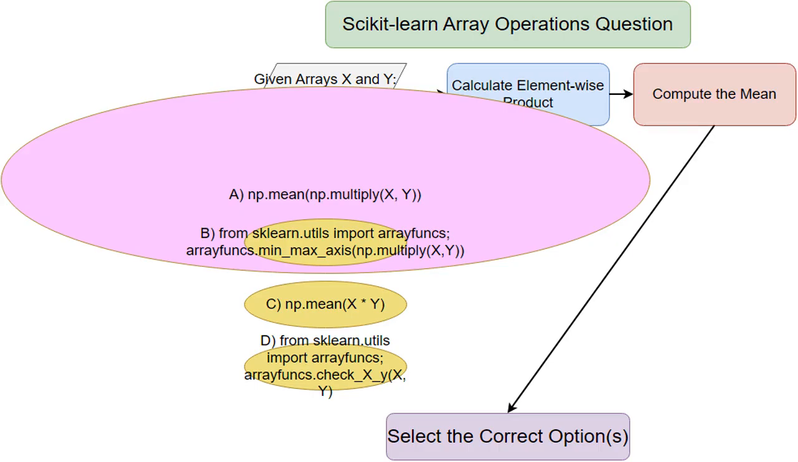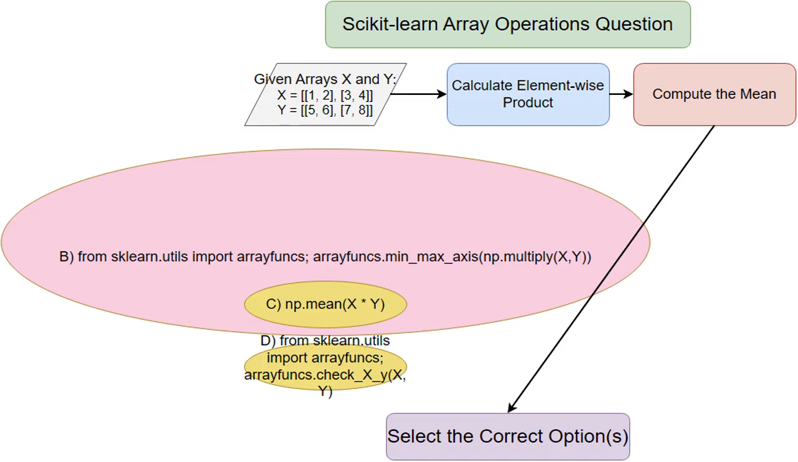This option uses NumPy functions. np.multiply performs element-wise multiplication of arrays x and y. np.mean then calculates the mean of the resultant array. This is a straightforward and correct way to solve the problem. Notice that it only uses NumPy, not the arrayfuncs module.